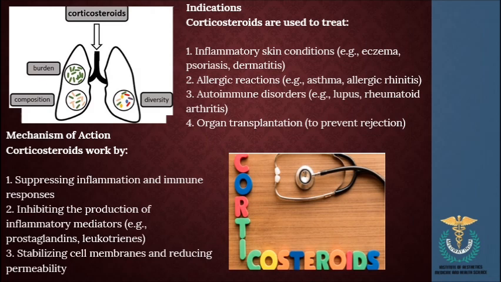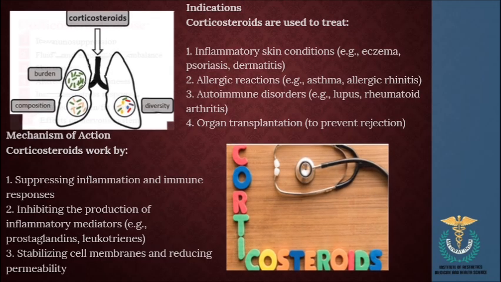So, indications: corticosteroids are used to treat inflammatory skin conditions, for example eczema, psoriasis, or dermatitis. Allergic reactions, for example asthma or allergic rhinitis. Autoimmune disorders like lupus, rheumatoid arthritis, and organ transplantation to prevent rejection. The mechanism of action: corticosteroids usually work by suppressing inflammation and immune responses. So there is inhibition of the production of inflammatory mediators, for example leukotrienes or prostaglandins. And there is stabilizing of cell membranes and reducing permeability. So these are some important points to remember.